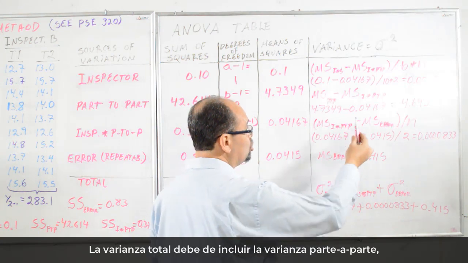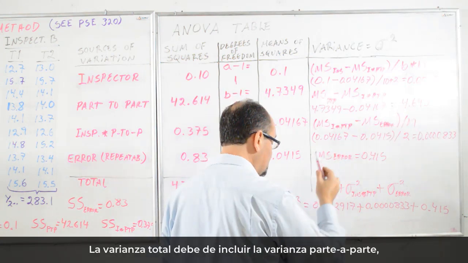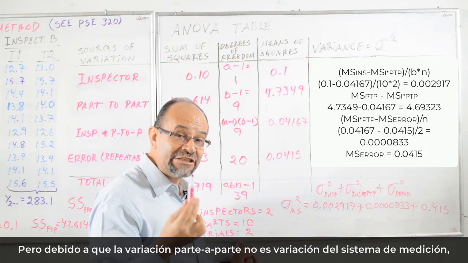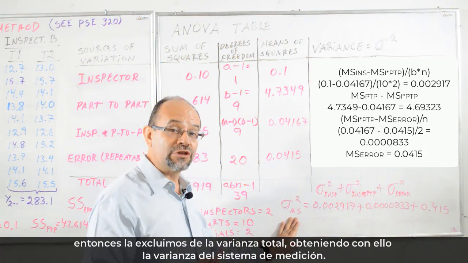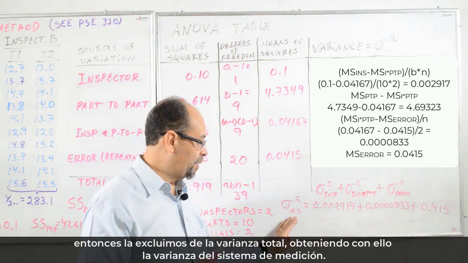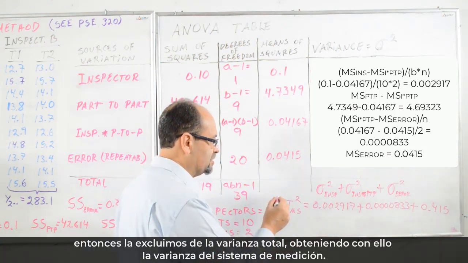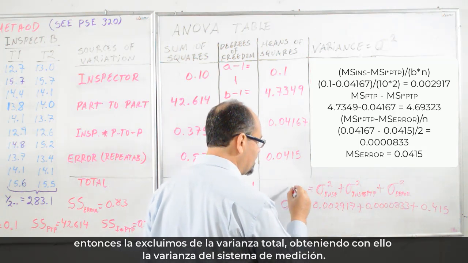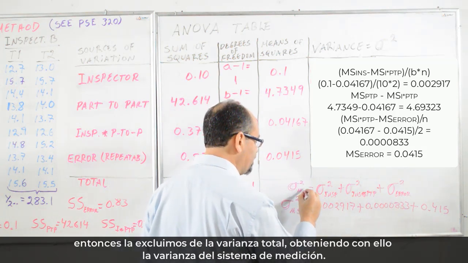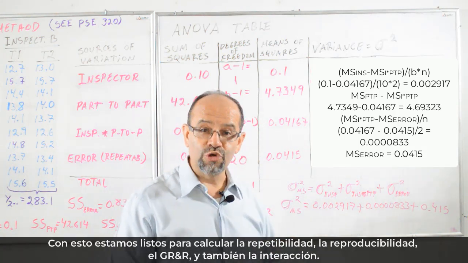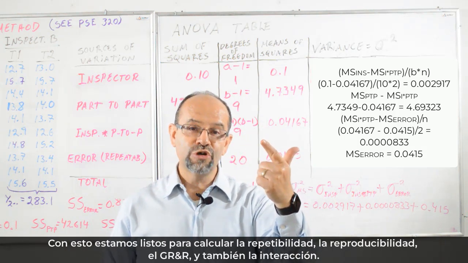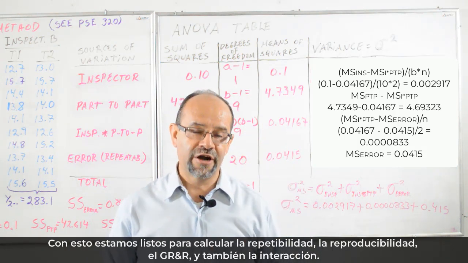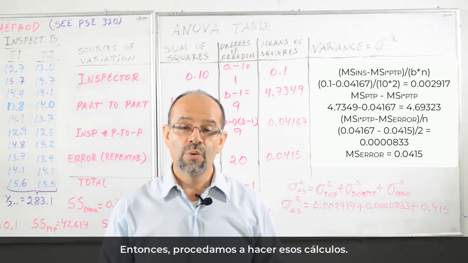The total variance should include the variance part to part, but that variation part to part is not part of the measurement system variation. That's why we are excluding the variance part to part from the total variance, and that will be the variance for the measurement system. So actually this is the variance for the measurement system. With that, we are ready to do the calculations, which are repeatability, reproducibility, and gauge R&R, and as well the interaction.